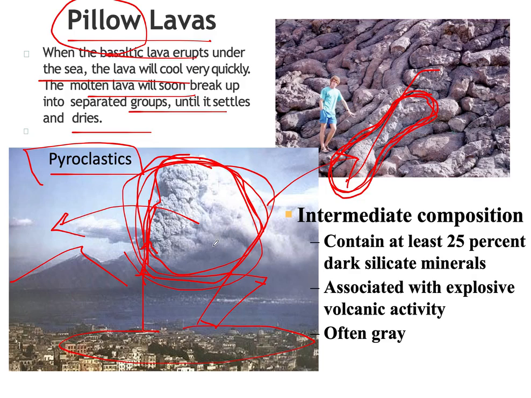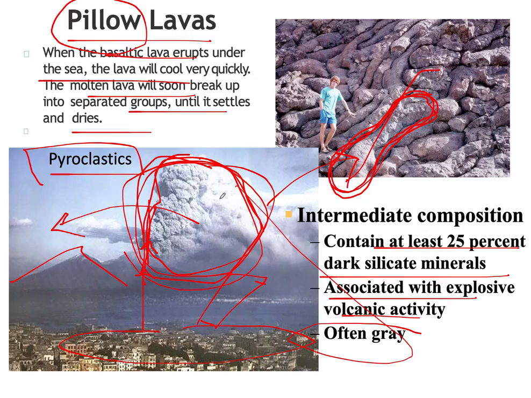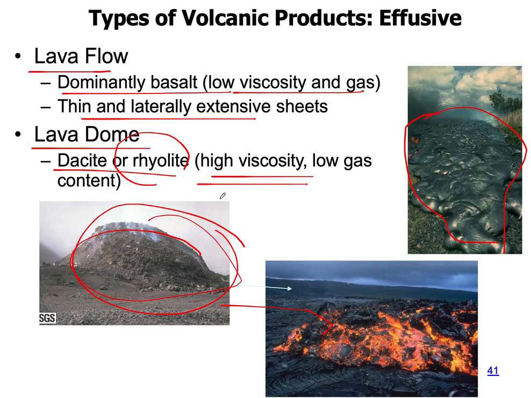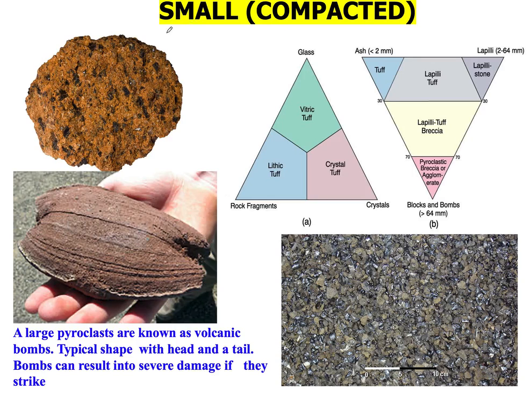Okay, and they are very dominant and very dangerous because they contain these dark silicates, these mafics. Okay, so they contain at least 25% of this dark silicate, and they are associated with explosive volcanic activity when they are exploded. Okay, and they are often gray in color, you can see. Yeah, now we have discussed the large and intermediate, and now we are going to discuss the small. This is the last topic. This small or compacted rock that is formed can be understood.